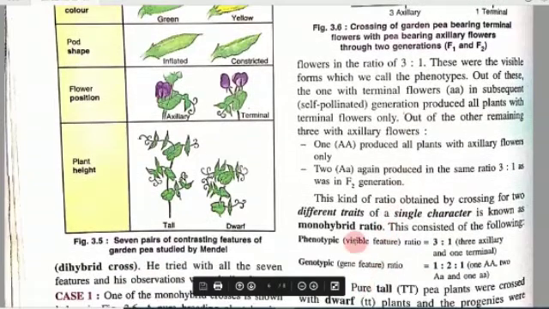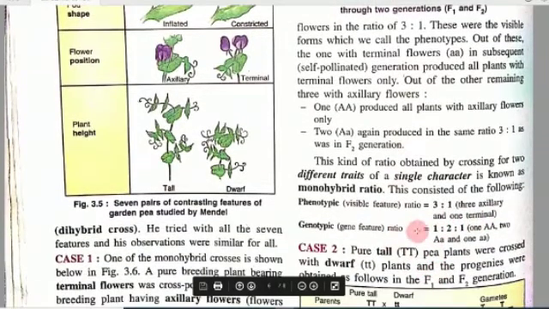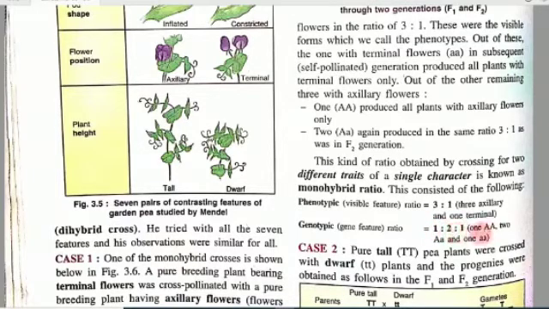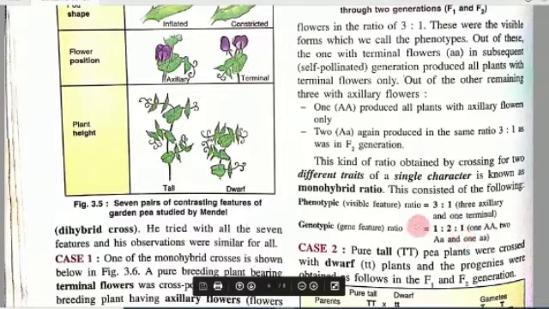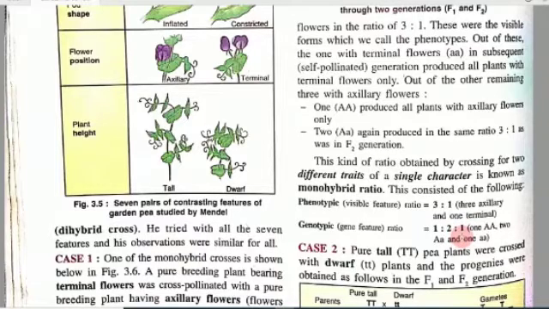Phenotype ratio 3:1 is 3 axillary and 1 terminal, and genotype ratio is 1 pure axillary, 2 mixed axillary, and 1 pure recessive, terminal flower. So this is the first case of monohybrid cross.